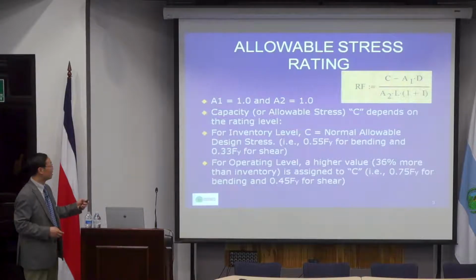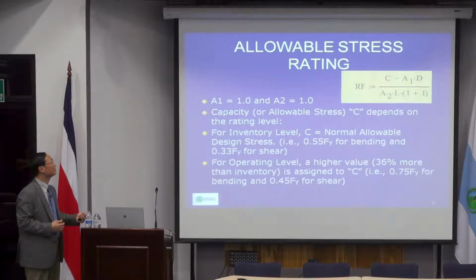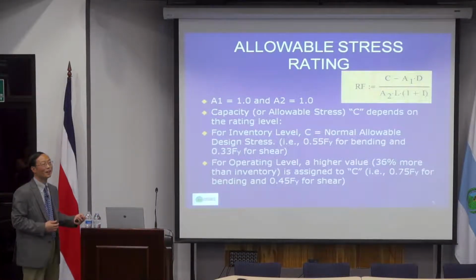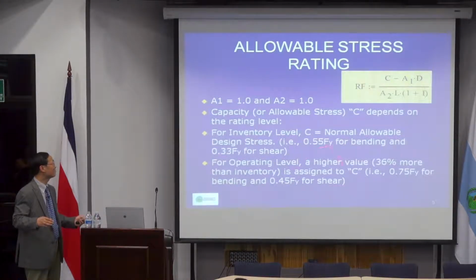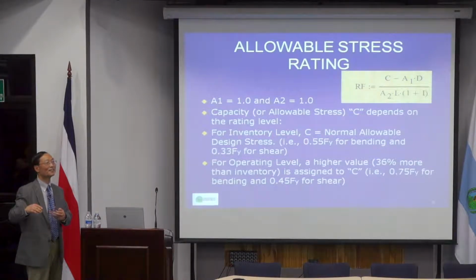Allowable stress, again, does not have load factors. So effectively all the load factors in the equation will be 1, so there's no load factor. The difference is in the capacity. Capacity will be the allowable stress. The allowable stress typically for the design is 0.55 Fy, yield stress. That will be your allowable stress for bending, and for shear it will be a little bit different. So that's the design. Anything matching the design standard is called inventory level.